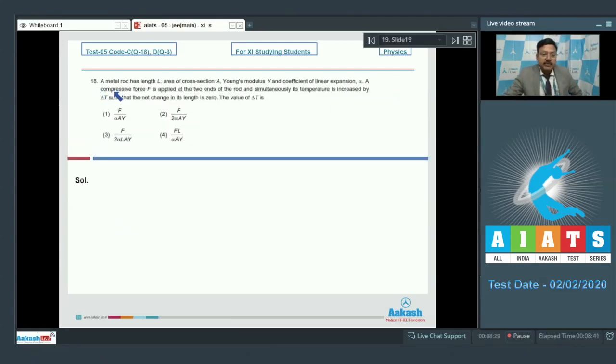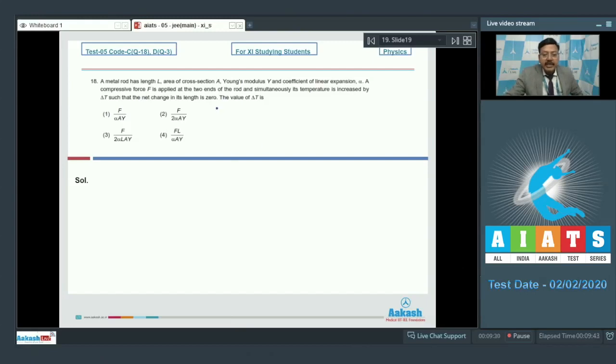Question 18 says a metal rod has length L, area of cross section A, Young's modulus Y, and coefficient of linear expansion alpha. A compressive force F is applied at the two ends of the rod, and simultaneously its temperature is increased by delta T such that the net change in its length is 0. The value of delta T is. Well, we can see that this question combines the concepts of thermal expansion and mechanical properties of solids. So there is the concept of thermal stress also involved here.